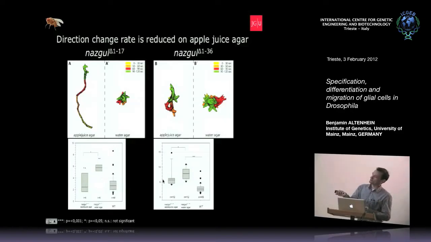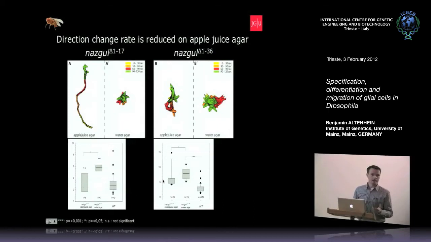As you can see here, it's hard to read. I'm sorry for that. This was the first evaluation on water agar, highly significant compared to wild type, but now placed on apple juice, the phenotype is strongly reduced, close to wild type in the 117 mutant, and still not wild type in the 136, so in the stronger allele, still present, but again significantly reduced compared to water agar.